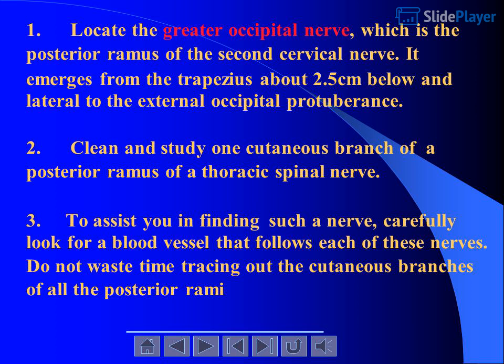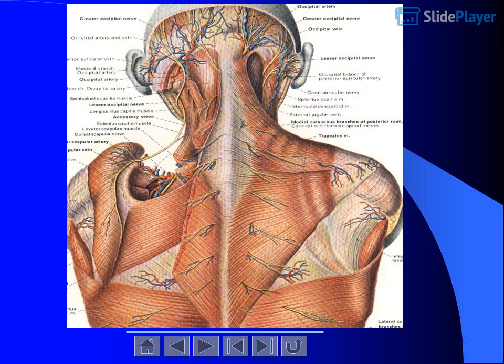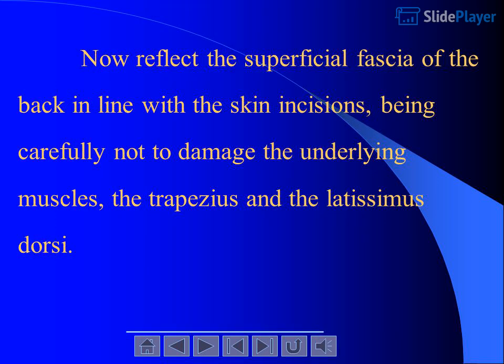2. Clean and study one cutaneous branch of a posterior ramus of a thoracic spinal nerve. 3. To assist you in finding such a nerve, carefully look for a blood vessel that follows each of these nerves. Do not waste time tracing out the cutaneous branches of all the posterior rami. Now reflect the superficial fascia of the back in line with the skin incisions, being careful not to damage the underlying muscles, the trapezius and the latissimus dorsi.